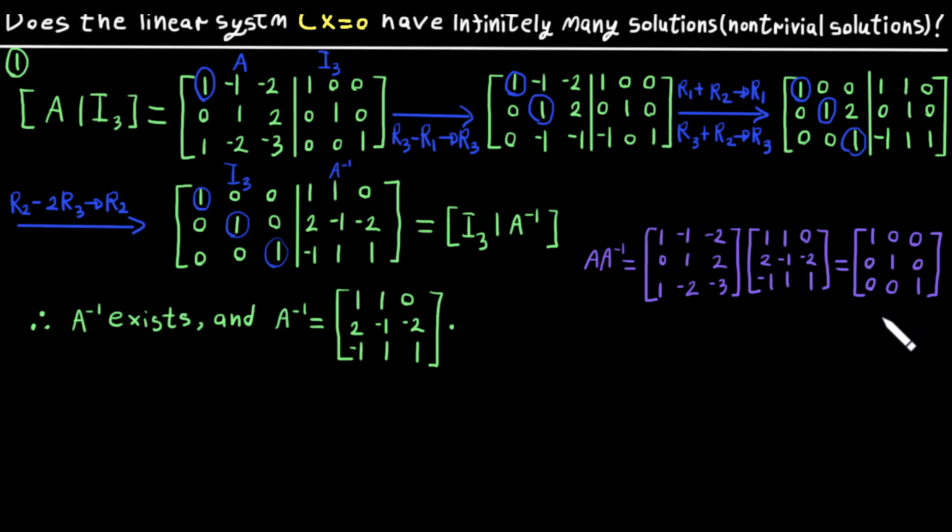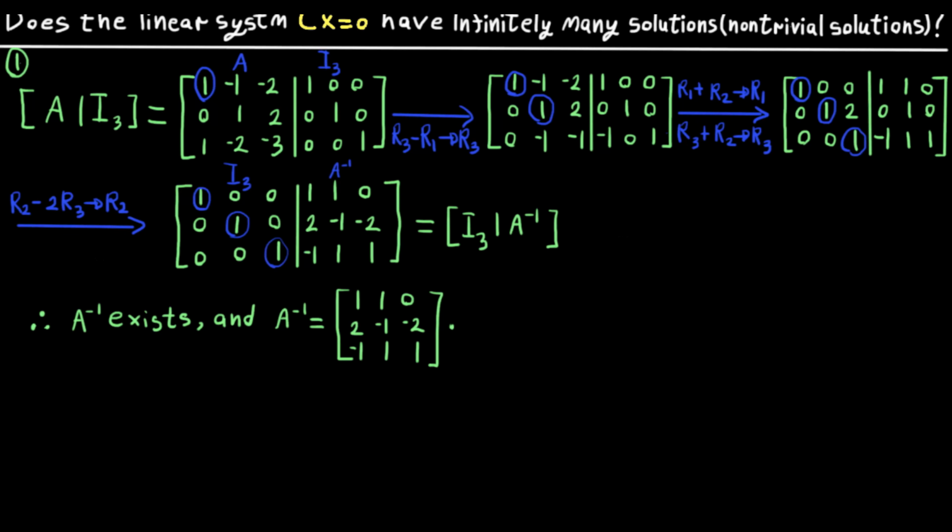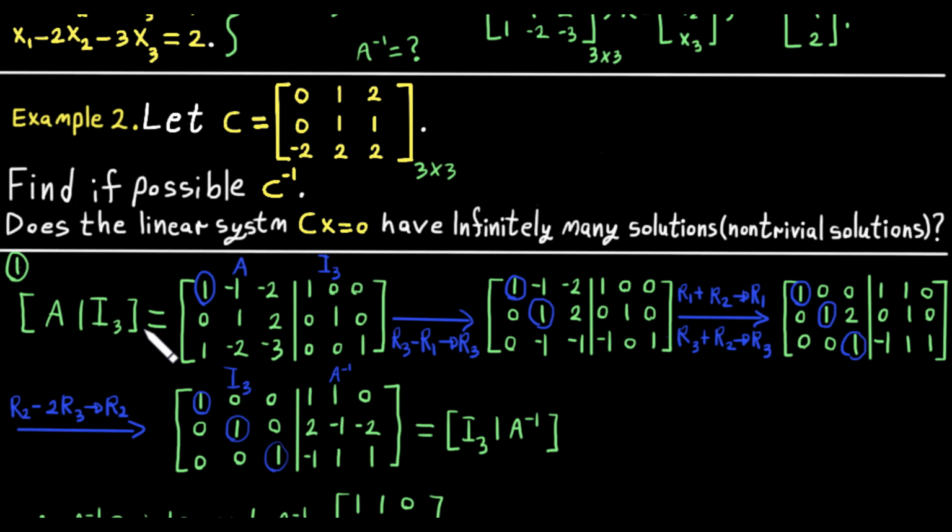So you can see here we get the identity of size 3. So here we have A multiplied by A inverse equal to the identity of size 3. So our answer is correct. So now let's delete this one. So now we are sure that A inverse is correct here.